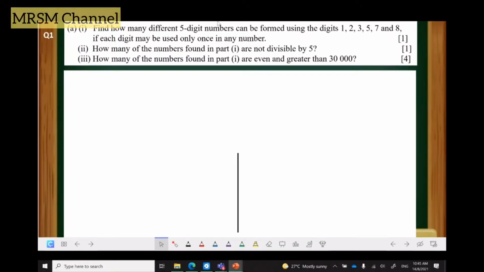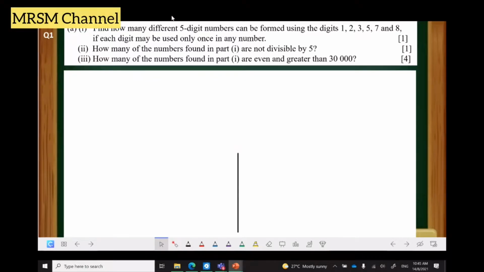Okay, so permutation combination for the first question, dia kata find how many different 5-digit numbers can be formed using the digits 1, 2, 3, 5, 7 and 8 if each digit may be used only once in any number. Meaning that this is no repetition, maksudnya you ambil kad tu, kad digit 1, digit 2, digit 3 tu without replacement. So kita boleh guna sekali je kad tu.